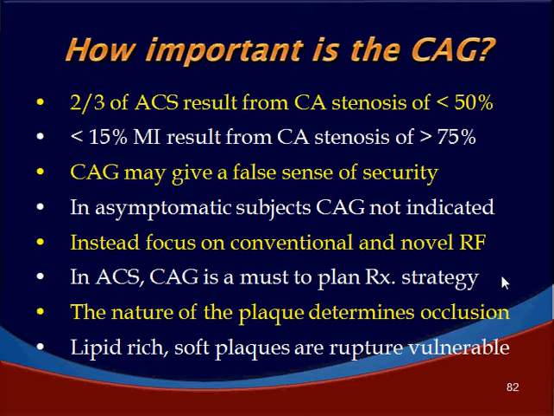Of course, in a patient with acute coronary syndrome, coronary angiogram is a must because of early intervention and reperfusion, PCI, to plan the treatment strategy, or think of CABG. The nature of the plaque determines the occlusion and not the degree of stenosis. Lipid-rich, soft plaques with a small thickness of their cap, they rupture and they are the vulnerable plaques.